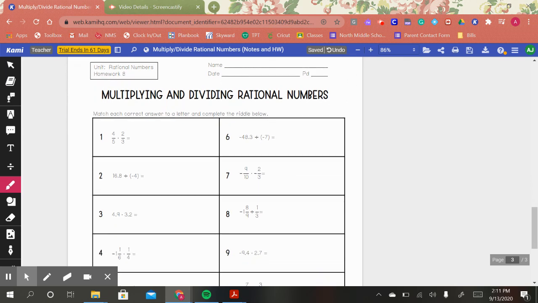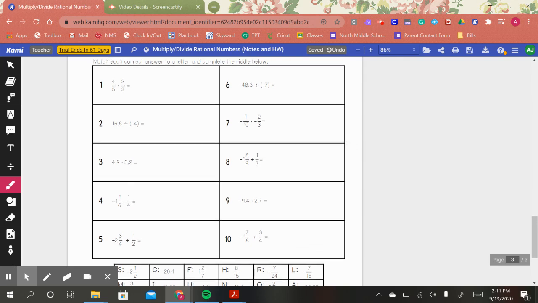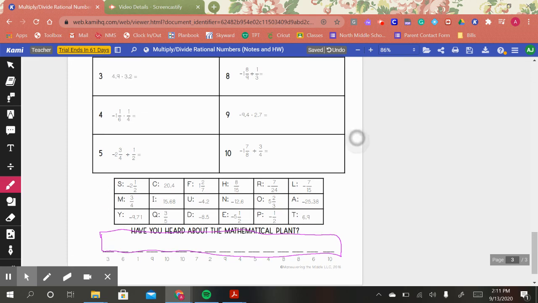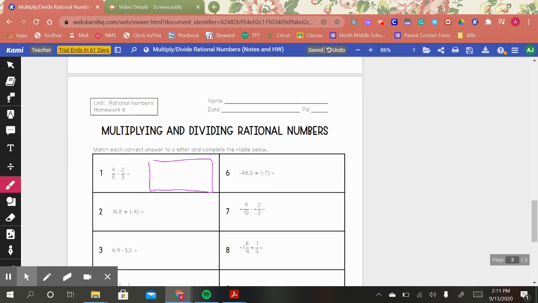You're going to match each correct answer to a letter and complete the riddle below. So on your homework, I have included text boxes here for you. So I just need you to write your answer there. And then I've included just one large text box at the bottom. So if you want to go out and fill in the riddle, just to check and make sure that your answer makes sense, remember same signs, positive answer, opposite signs, negative answer. And I would go ahead and write that at the top for you so that you don't get confused.